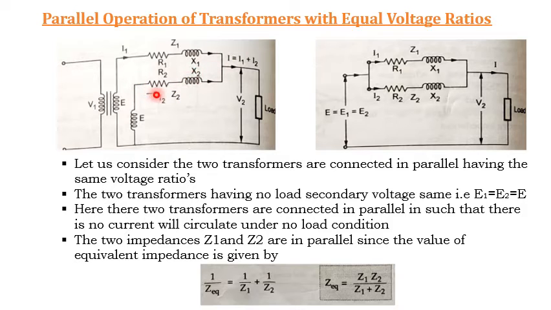Now, both secondary windings of the transformers are connected to the common load. The voltage drop across this load is represented as V2. The current flowing through the load is the combination of these two currents, that is I1 plus I2. Then what should be the load sharing of these two transformers? That is, what is the magnitude of I1 and what is the magnitude of I2? We will discuss that now.